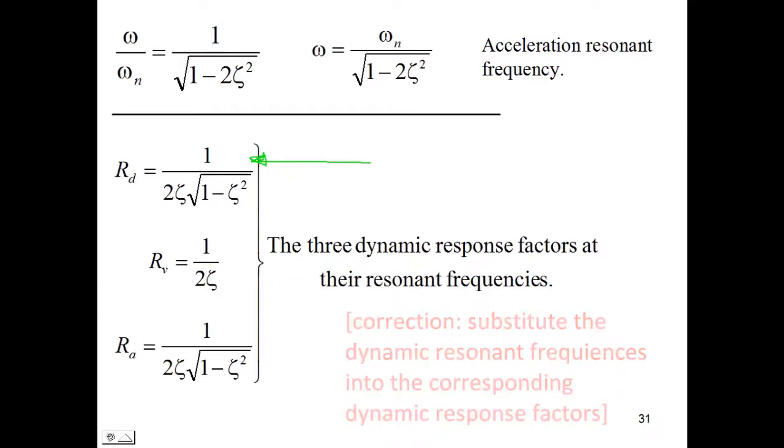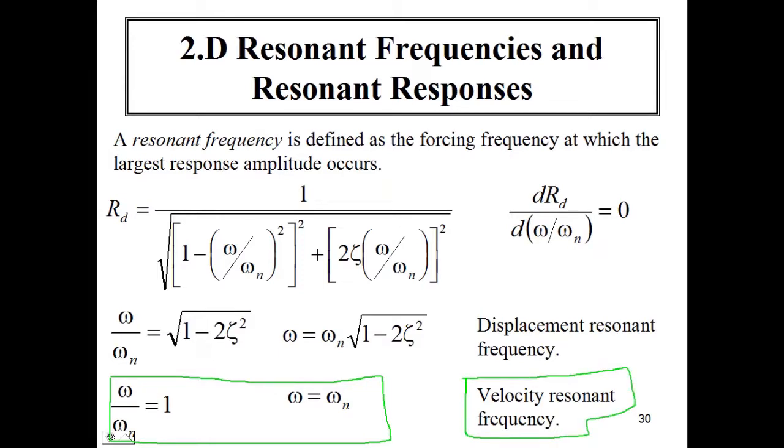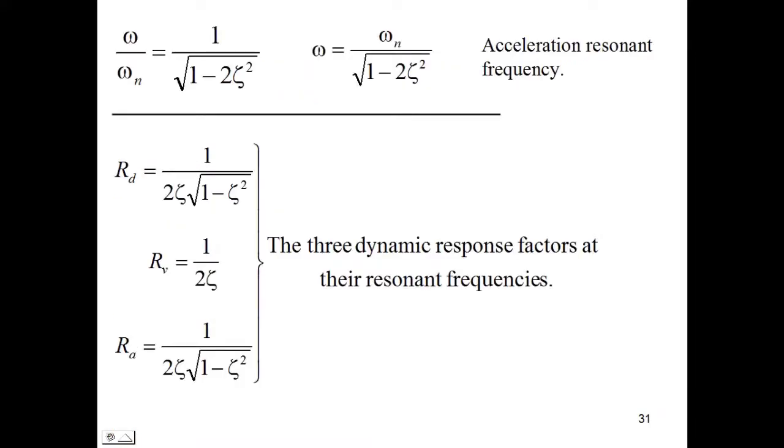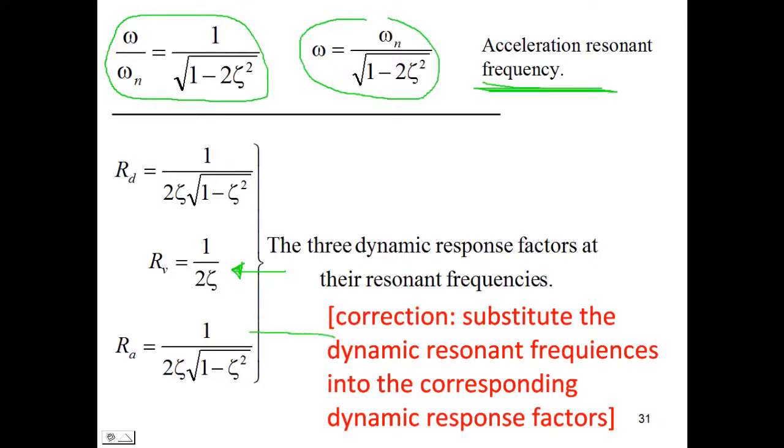Taking the first derivative of the steady state velocity with respect to the ratio omega over omega n, equating the new equation to 0, we can get omega that causes the largest velocity response amplitude, which is called velocity resonant frequency. Now, if we substitute the velocity resonant frequency into the steady state velocity, we can get the largest response amplitude. In a similar manner, we can find the largest response amplitude of the steady state acceleration.